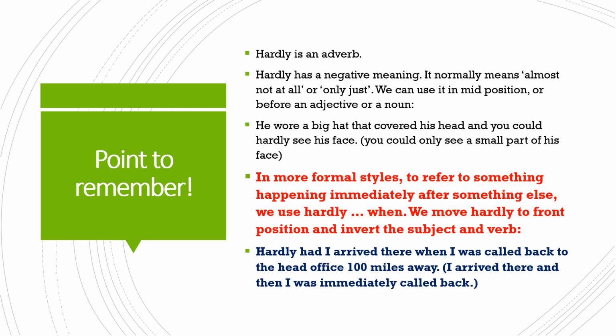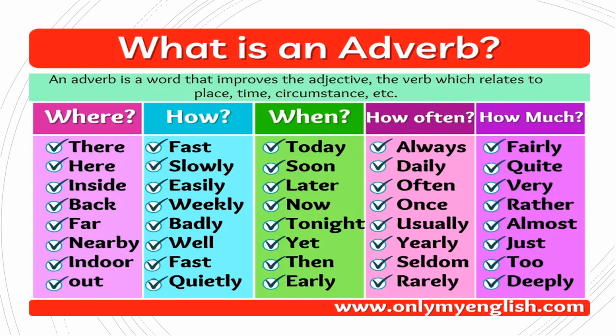So this is how you have to remember this point when you are using certain adverbs like hardly, scarcely, rarely, and seldom in sentences. Okay, so here is a list of some more adverbs. You can see all the five columns like where, how, when, how often, and how much that action happens. So you can read them out and that will also be very helpful for you.